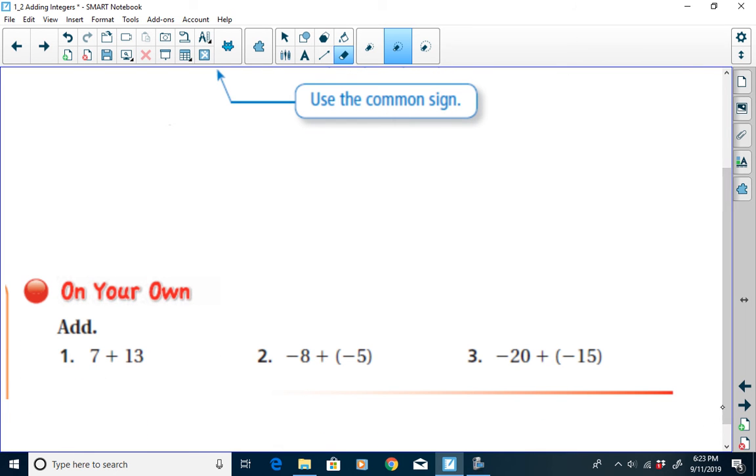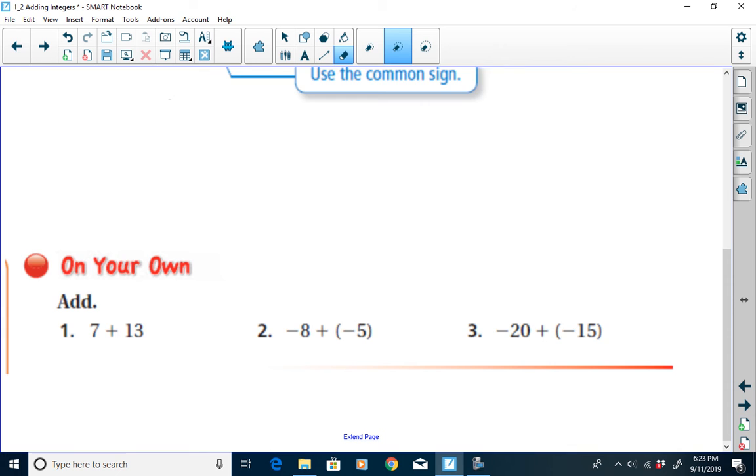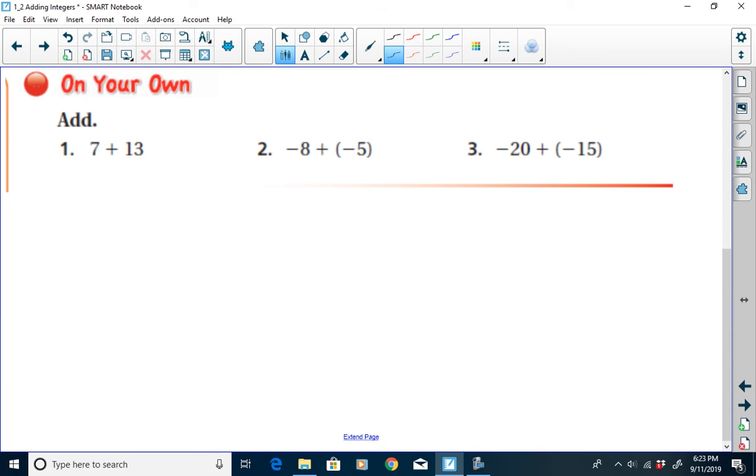Okay, let's take a look at some examples. We have 3 examples here. Our first example says we want to find the sum of 7 and 13. Notice that both integers are positive. That's a positive 7, and we're adding a positive 13. And our rule says that when the signs are the same, we add their absolute values. Well, the absolute value of 7 is 7. The absolute value of 13 is 13. So I add their absolute values, and I get 20, and I keep the sign the same. So positive 20 would be the sum.